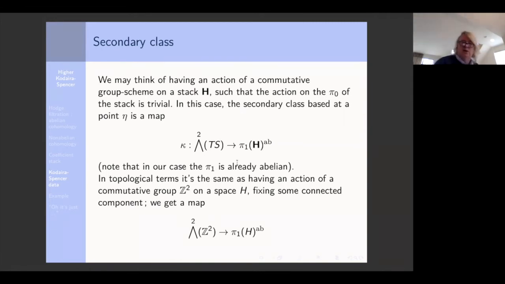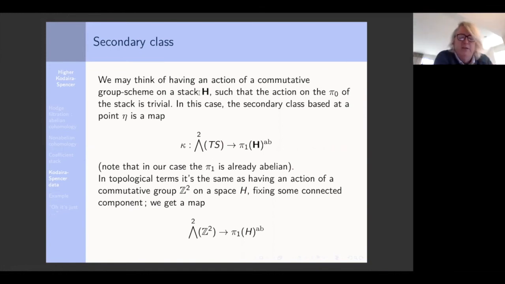So now let's go back to figure out where this obstruction, where this higher thing lands. I would claim that it lands, so we have an action of a commutative group scheme, TS, on a stack H. This is all over S. The action on the pi 0 is trivial. And maybe I should have said here, we're also assuming that the action of each vector is trivial.